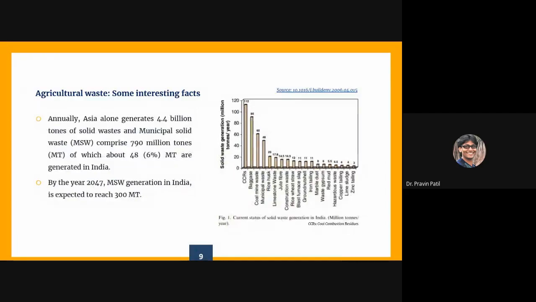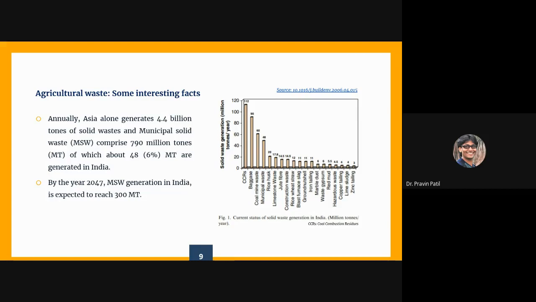So let's talk a little about the agriculture waste. Annually, Asia alone generates 4.4 billion tons of solid waste, of which municipal waste comprises 790 million tons, and 48 million tons are generated in India. By the year 2047, municipal solid waste generation in India is expected to reach 300 million tons. This is a huge amount.